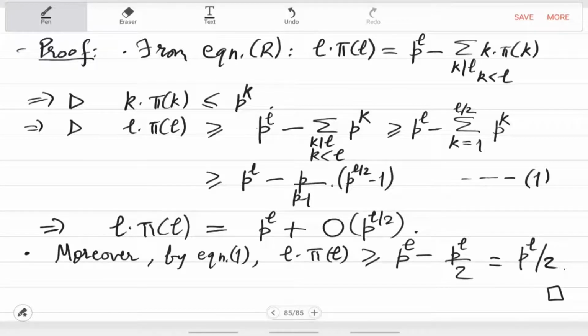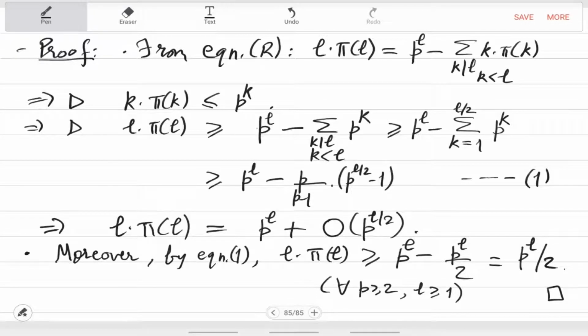Any questions? Fine. So this is true for all p at least 2 and L at least 1, that you can check. It's always true.